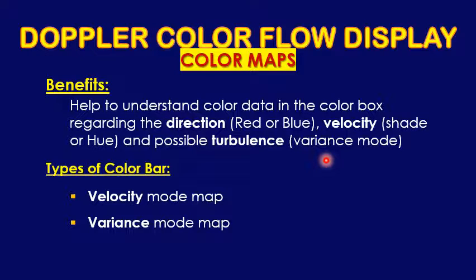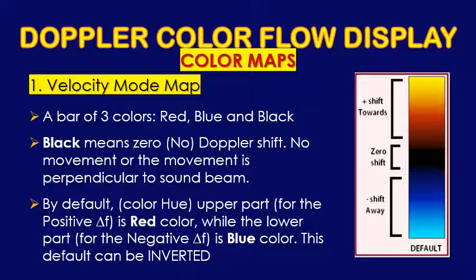Okay, what are the types of the color bar? We have two types: the velocity mode or the variance mode. What is the velocity mode map? This is the one that I think we all know. It is displayed on either the top right or top left corner of the picture. It displays the colored bar here.